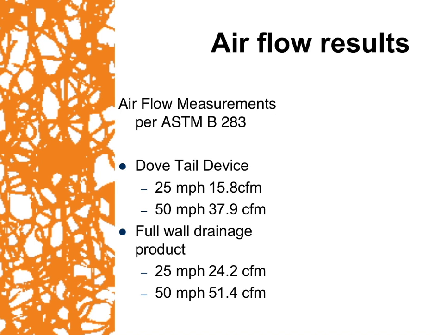Airflow results. The airflow measurements were per ASTM E283. In the first wall, with the 1-inch dovetailed mortar collection device, at 25 miles per hour, they measured 15.8 cubic feet per minute. At 50 miles per hour, there was 37.9 cubic feet per minute. On the second wall, with the full wall drainage mat at 1/4 of an inch, at 25 miles per hour, they measured 24.2 cubic feet per minute, and at 50 miles per hour, 51.4 cubic feet per minute. You're seeing more airflow through the second wall because there are no mortar dams or bridges getting in the way, impeding that airflow.